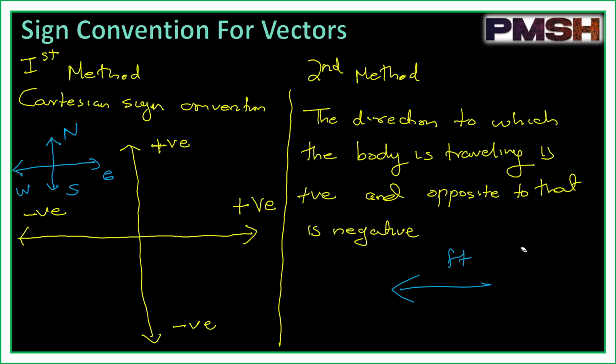Now we will go to the next topic. That is, we are going to discuss distance and displacement. So we know that distance is a scalar and displacement is a vector quantity. Now we are going to clearly understand what is distance and what is displacement.